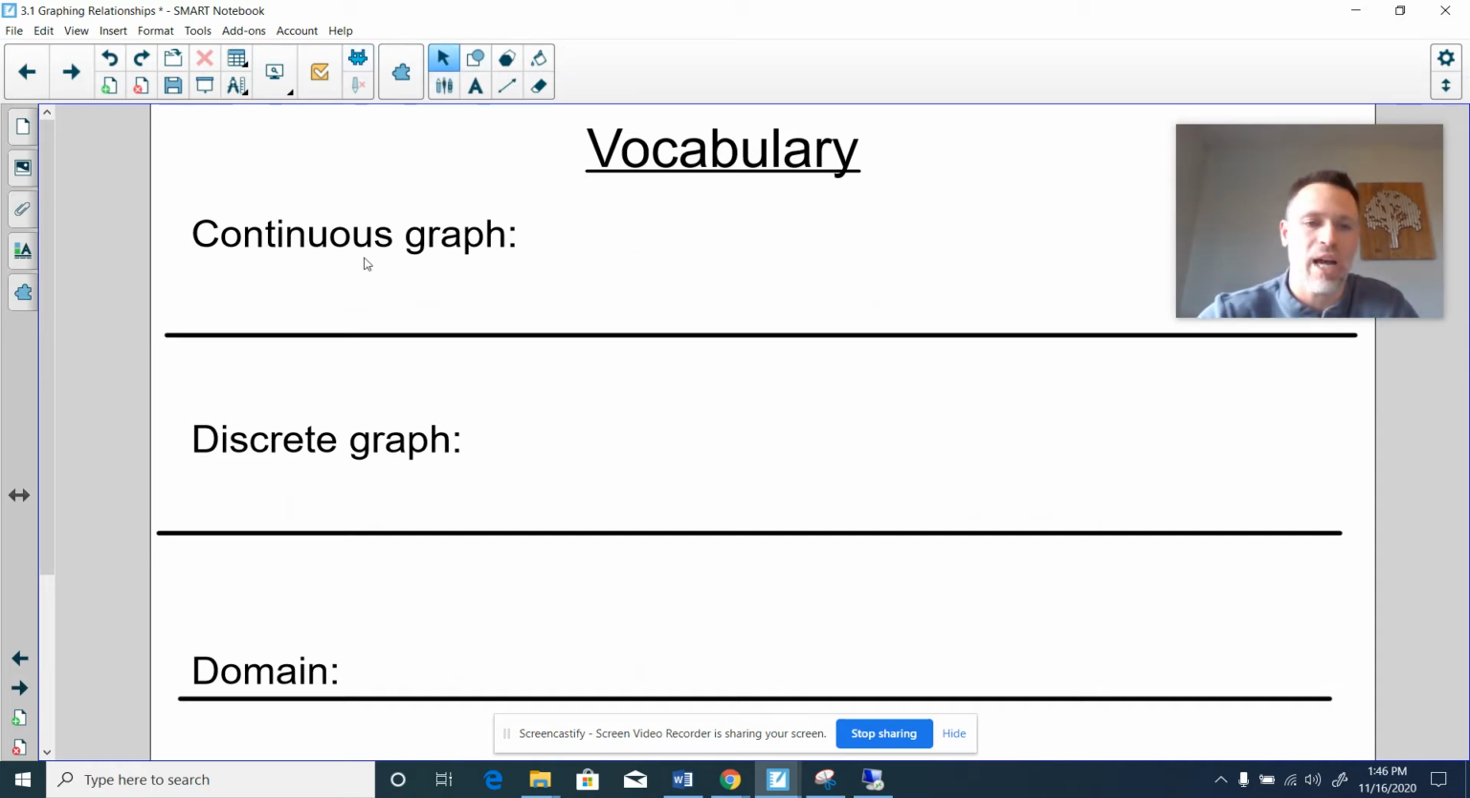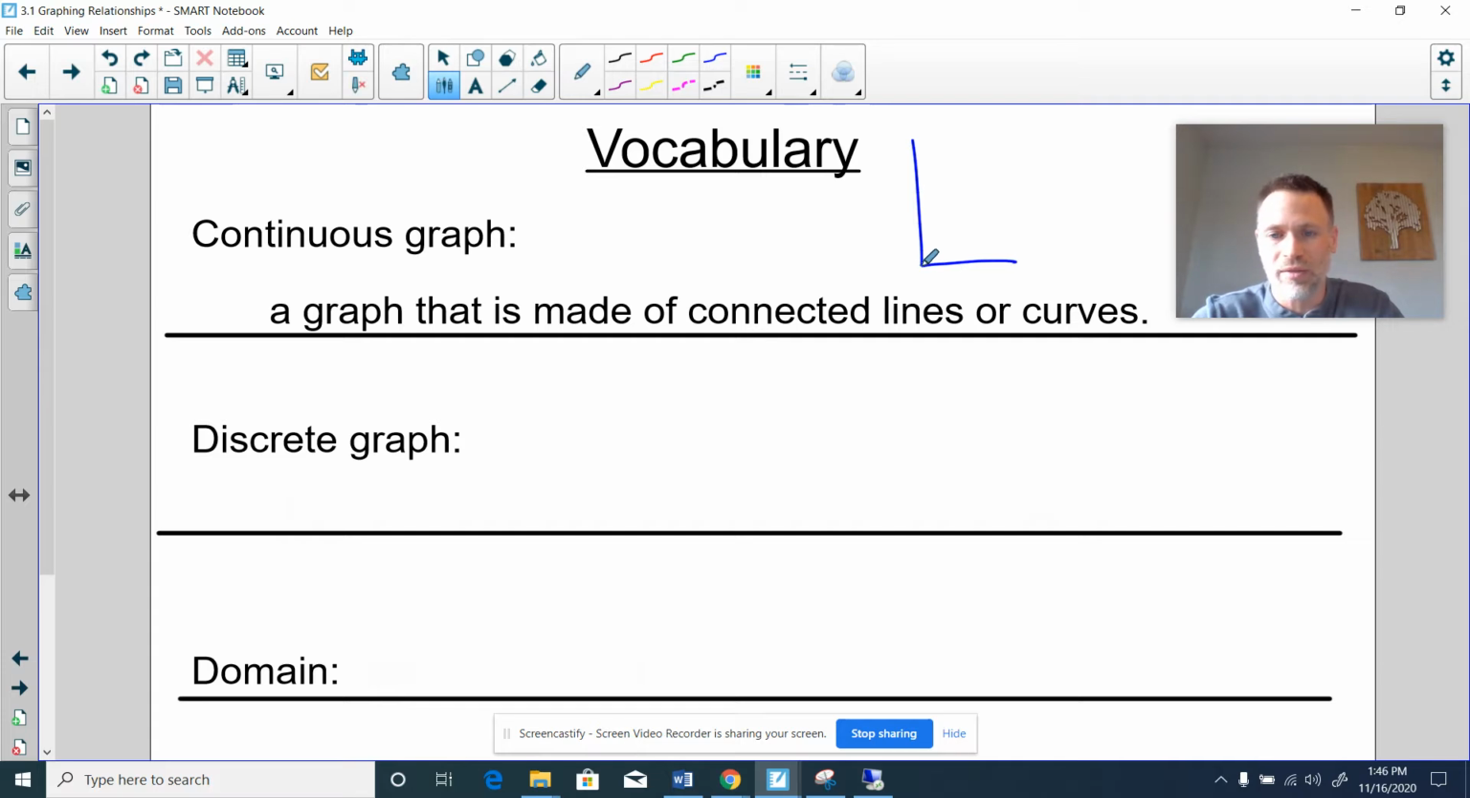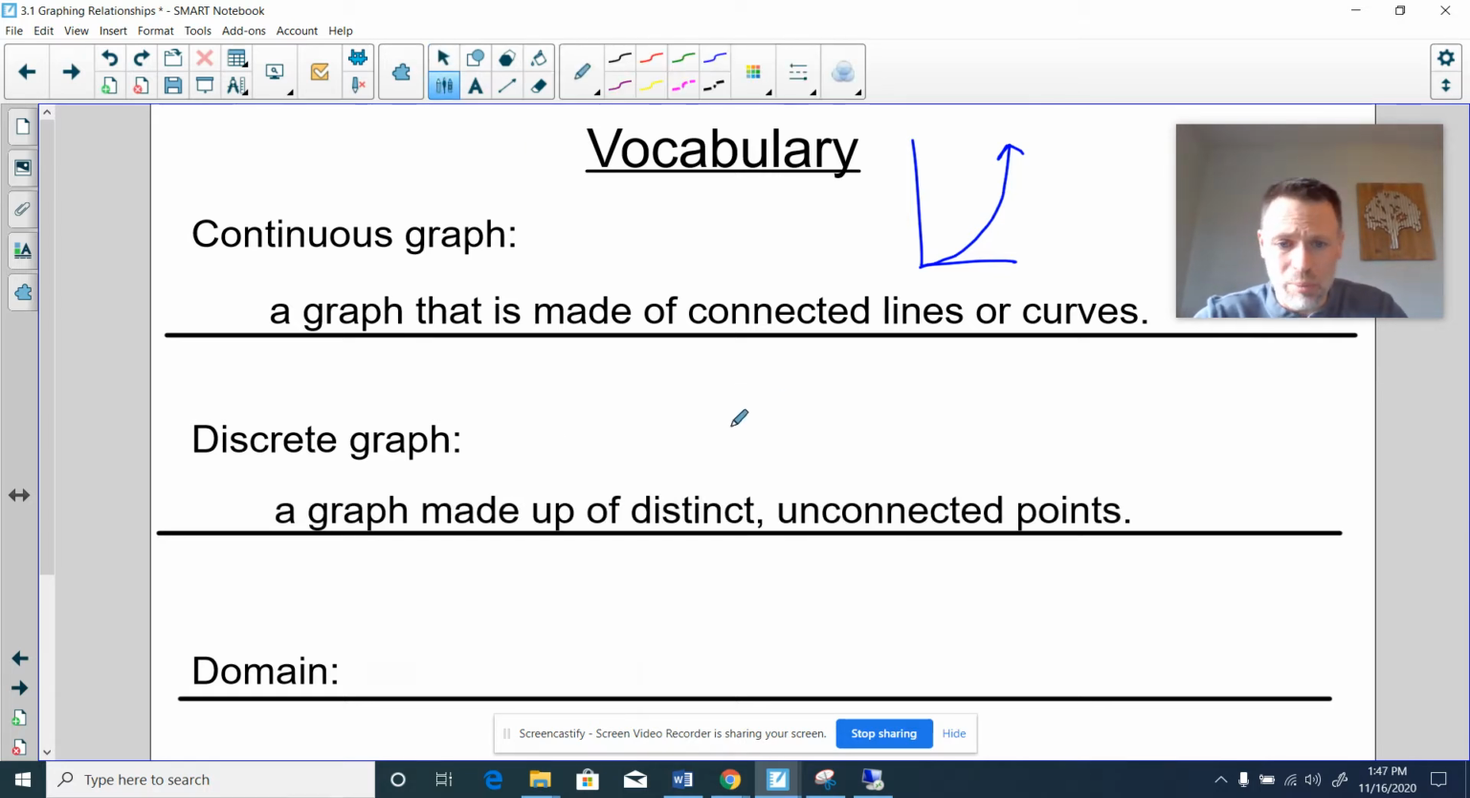All right, some vocabulary. This is going to be very important stuff that we need to know. A continuous graph is a graph that is made of connected lines or curves. So a continuous graph has no gaps. That blue line that I drew with the arrow on it would be continuous because there are no gaps in it. A discrete graph is made up of distinct, unconnected points. So this could be a discrete graph. I have discrete, individual, unconnected points.